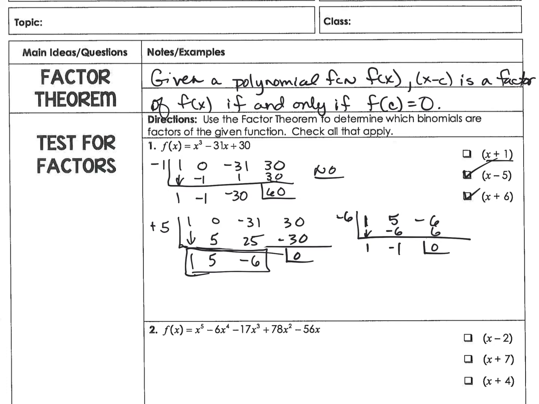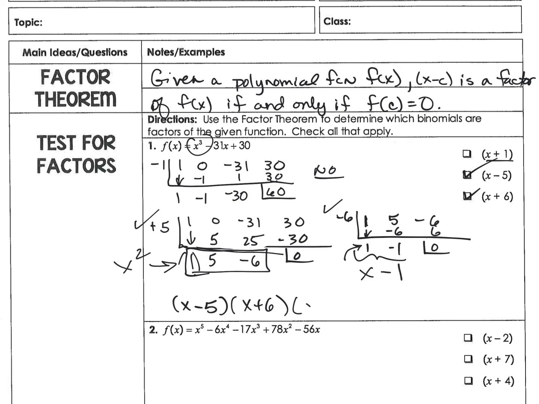We figured out we've completely factored this thing. Think about it. We have the factor of x minus 5 that we found here. We have the factor x plus 6 right here. And guess what we have here? That's the last factor, isn't it? If this was cubic, then this is squared. This would be an x squared, wouldn't it? So this would be one step down from that, which would just be x minus 1. So guess what? That's my last factor, isn't it?